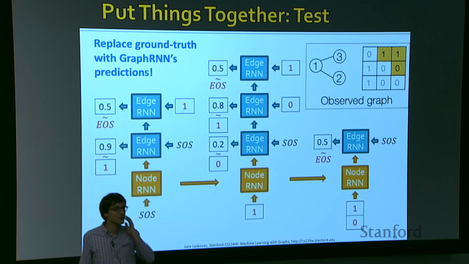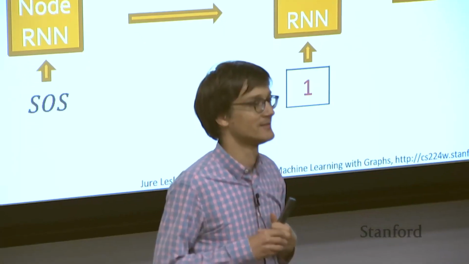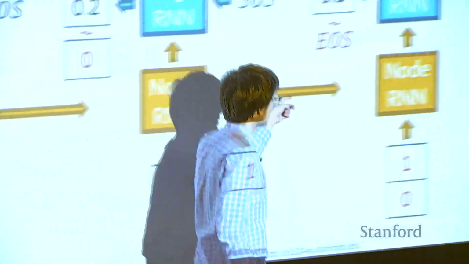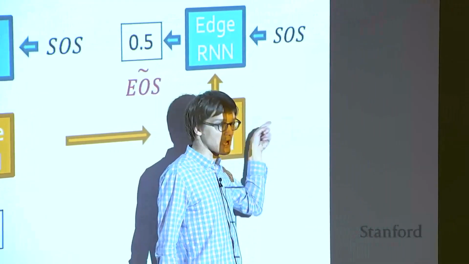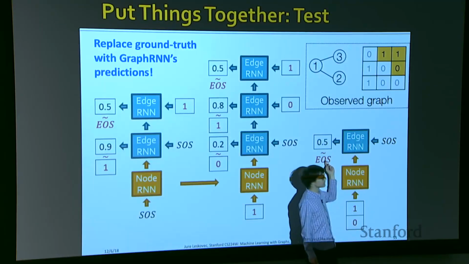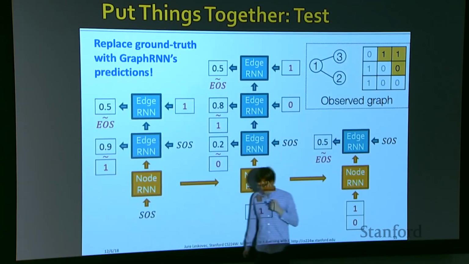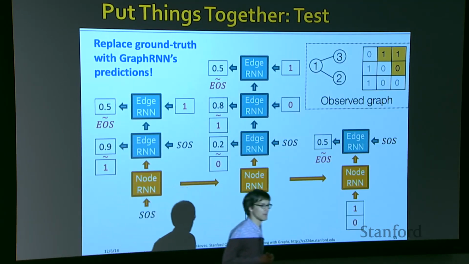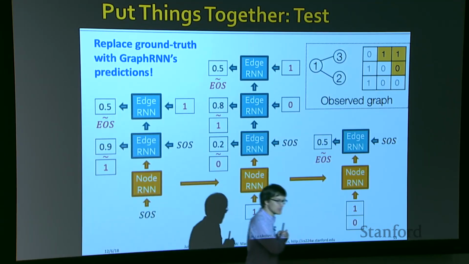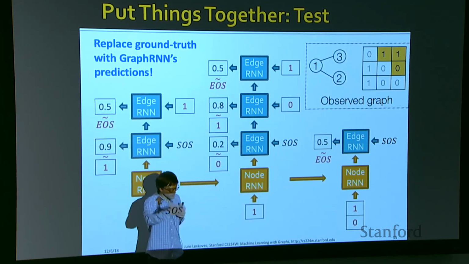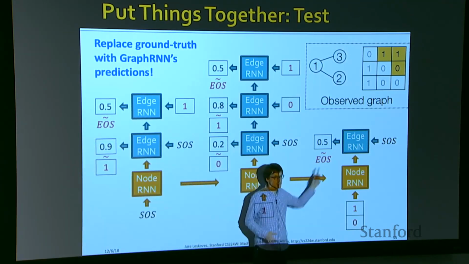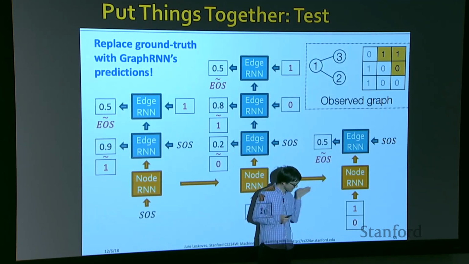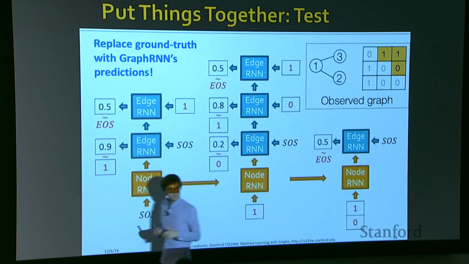Yes? So is the size of your node sequence fixed? No. Size of node sequence is not fixed because I continue doing this until this guy will output end of sequence. So inside of this node RNN box here, for example, how do you decide how many RNN cells you want to use? You use until you generate end of sequence. So until the thing will say I'm stopping, right?